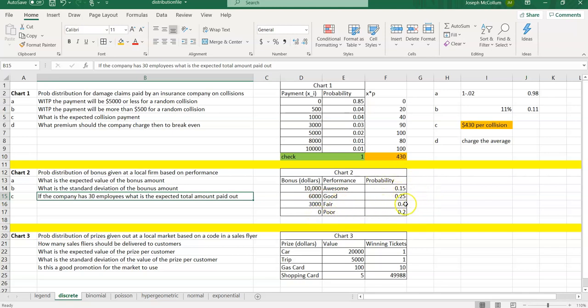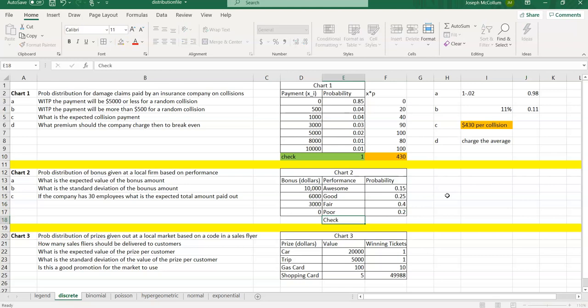The odds of these have been carefully collected. How? Easy. Again, let's imagine you had 100 employees. You would just look at their previous past performances and typically say 15 out of 100 are awesome, 25 out of 100 are good, 40 out of 100 are fair, and 20 out of 100 are poor. First thing I'm going to do is run my check. I'm going to make sure that I have not missed anybody or double counted anybody. And it looks like my check is good.